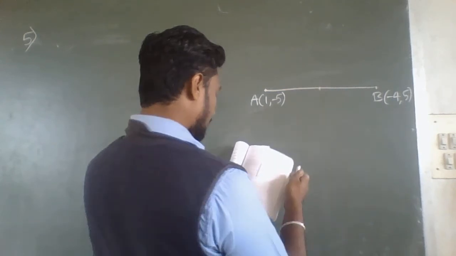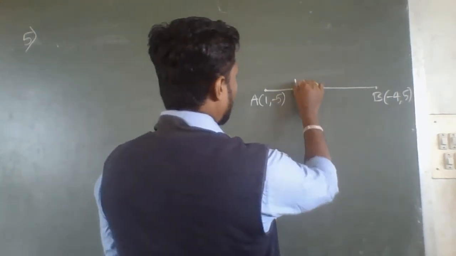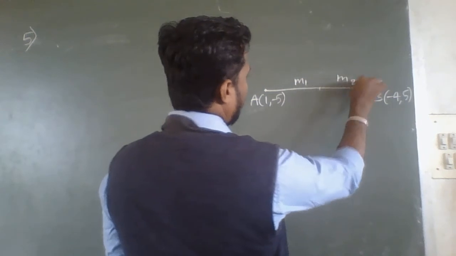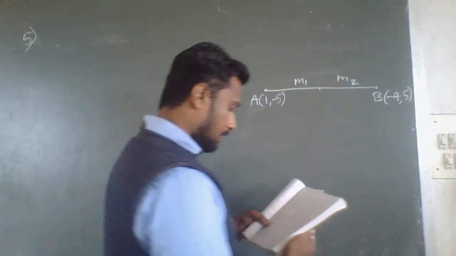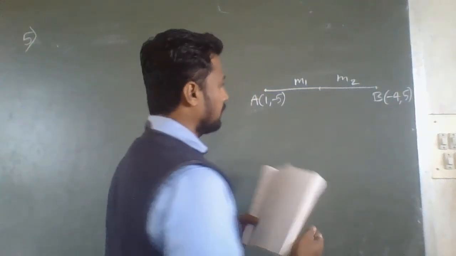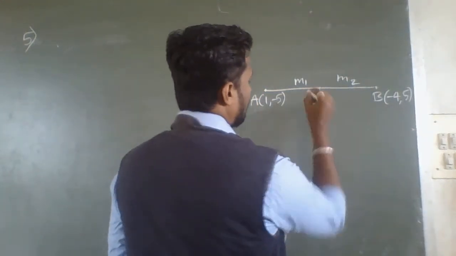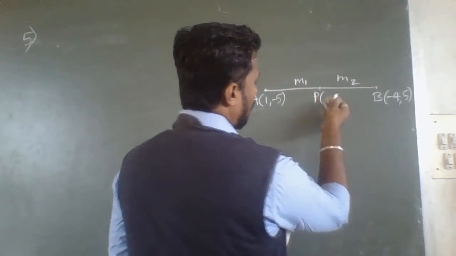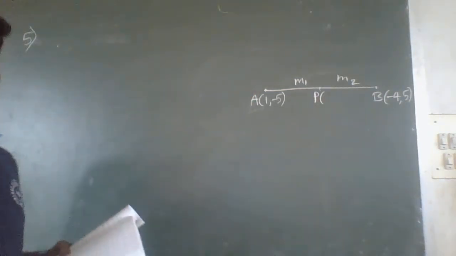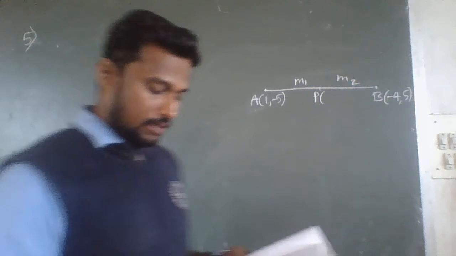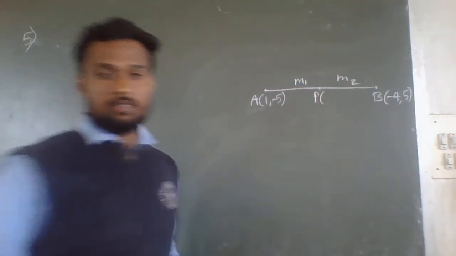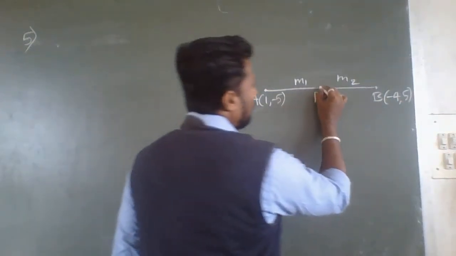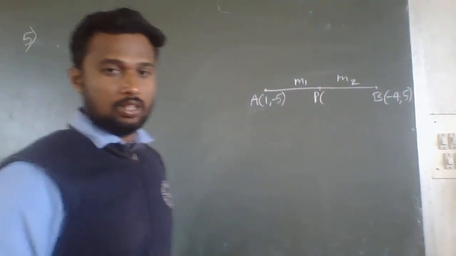So also find, meaning divided by the x-axis, means we have to find this ratio m1 and m2 and also find the coordinates of the point of division. Suppose, for example, consider this point P, and we have to find the coordinates of point P. They have given here that this line is divided by the x-axis, meaning this point is on the x-axis only.